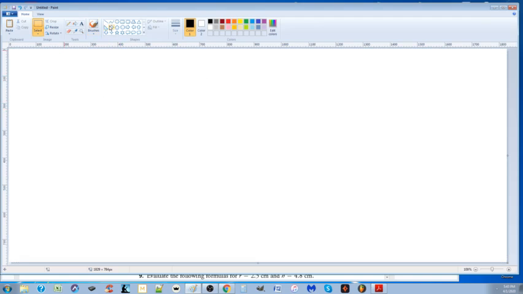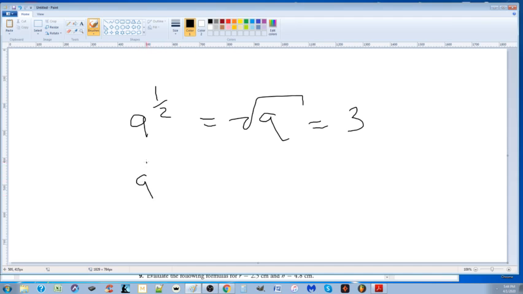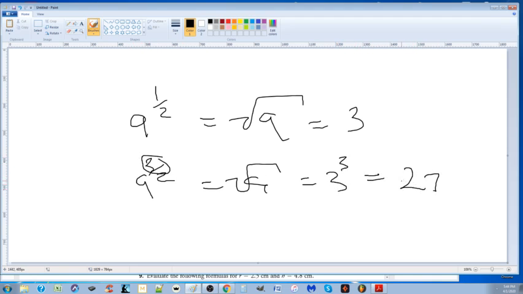So again, it's a little confusing, but essentially 9 to the half means the square root of 9, which is 3. Okay? 9 to the 3 halves is also the square root of 9, but then whatever you get, 3, we're going to cube it, which is 27. So that's how we do these notations.